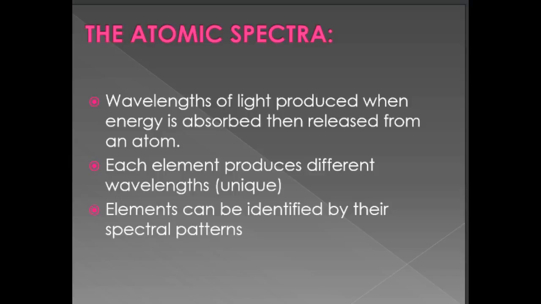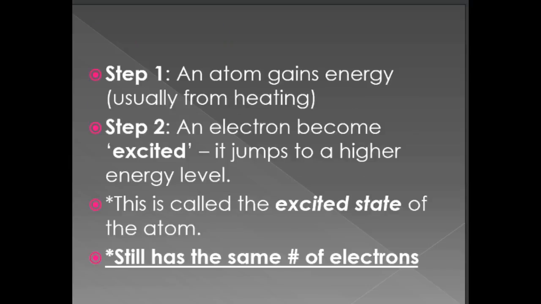Lastly, we want to talk a little bit about atomic spectra. Wavelengths of light are produced when energy is absorbed and then released by the atom. Each element, so we'll look at this in a lab, has its own particular unique wavelength of light that it emits when it releases energy. And we could identify what each element is by the spectral patterns that it releases. So for example, when we're looking at stars and we could see these spectral patterns, we could identify the elements in the star, because each element has its own pattern.